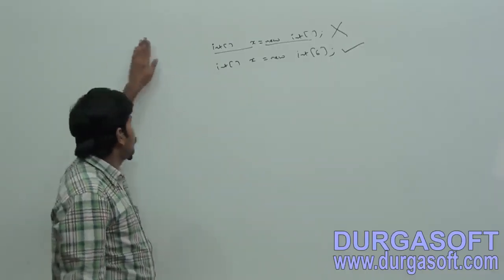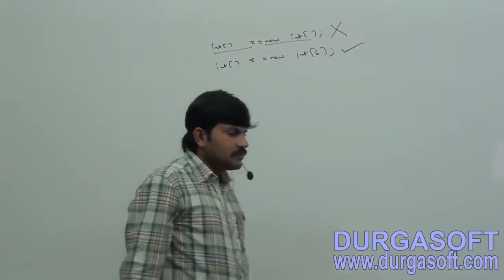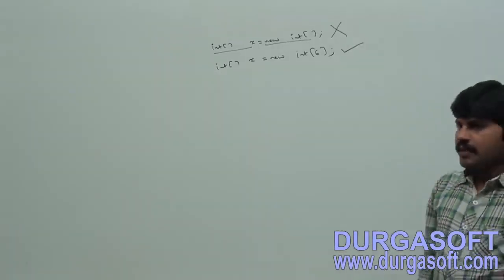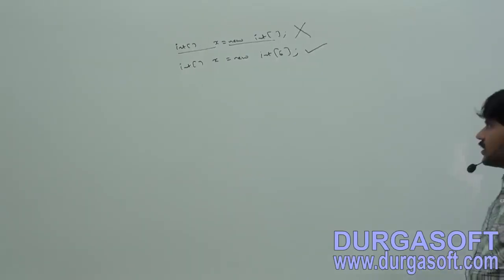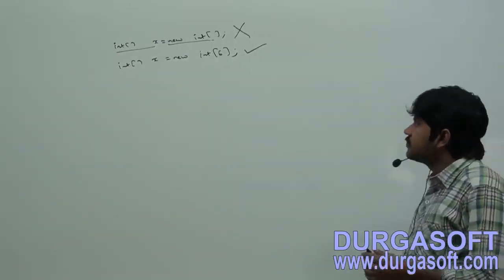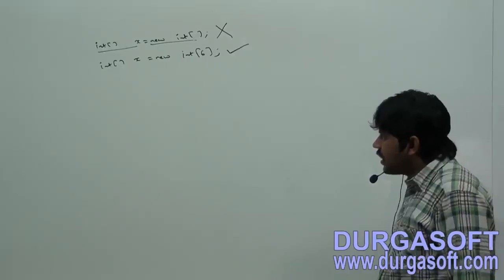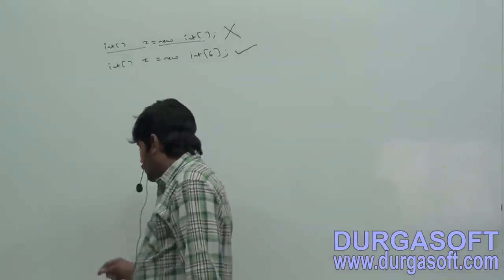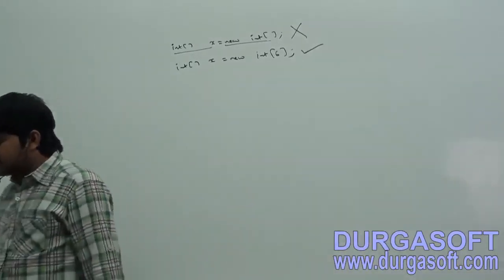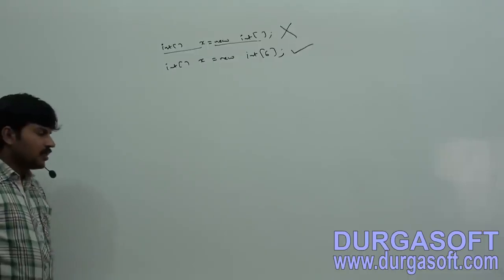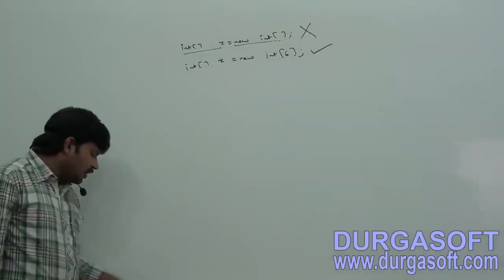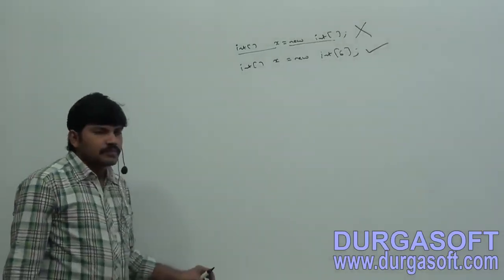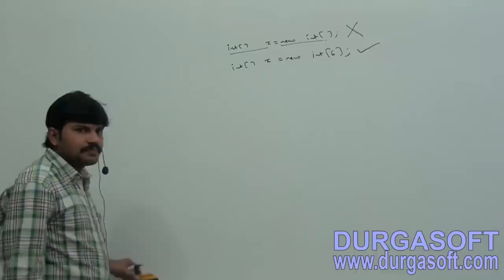Okay, take these examples. int[] x = new int[]; the first one is invalid. int[] x = new int[6]; is valid.